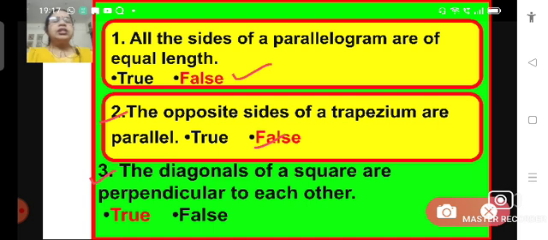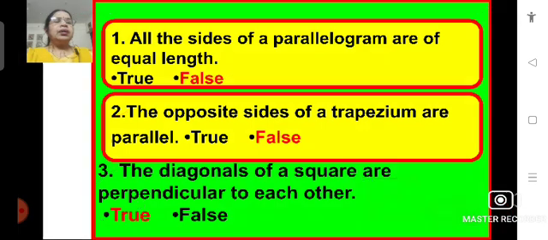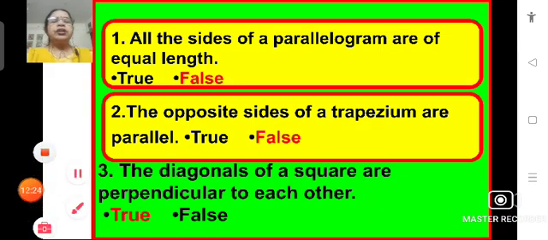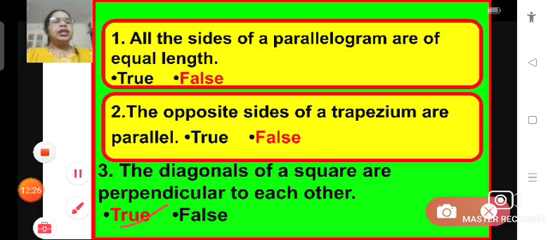Question 3. The diagonals of a square are perpendicular to each other. Yes, this is a true statement. We know that diagonals of a square are perpendicular to each other. This is only a rough figure. The diagonals of a square are perpendicular to each other. So this is a true statement.